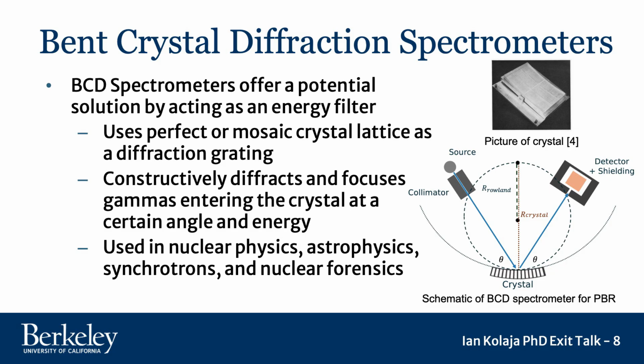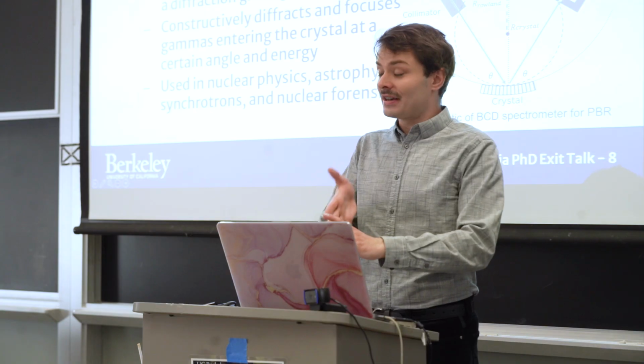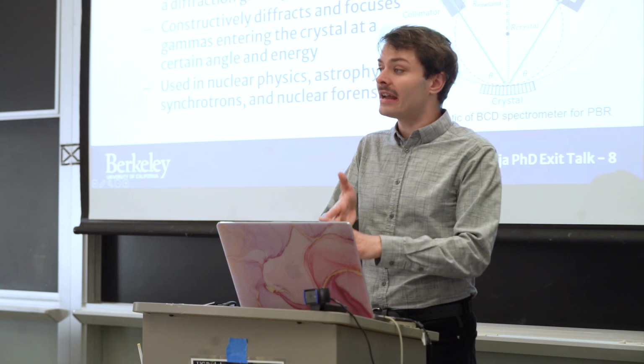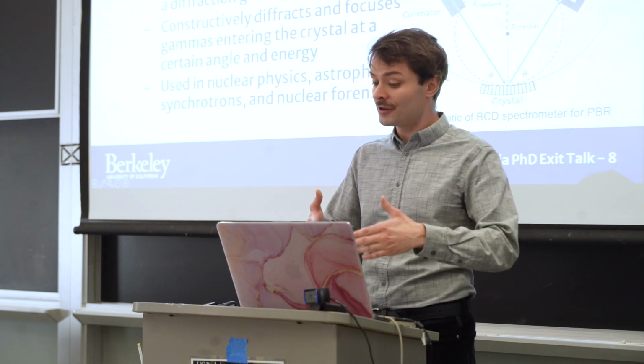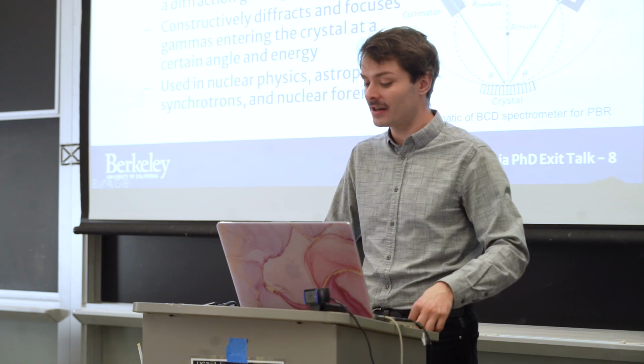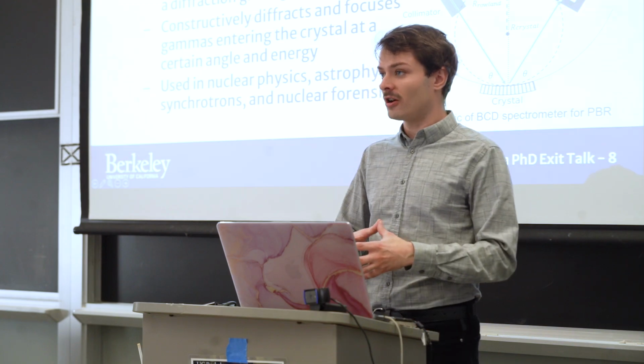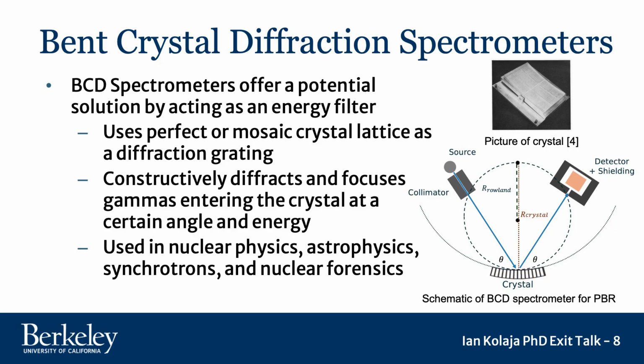You have a crystal, say silicon, it's either grown perfectly or it has some controlled amount of defects in it, in the case of mosaic crystals. You take the decay gammas from the fuel and you collimate that as a beam that's directed on the crystal. When it hits the crystal at a certain angle, only gammas that are within a very specific energy range are going to diffract constructively and be focused on a detector. This is called Bragg's law.